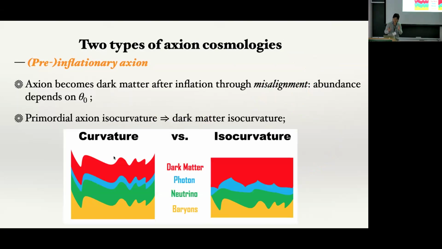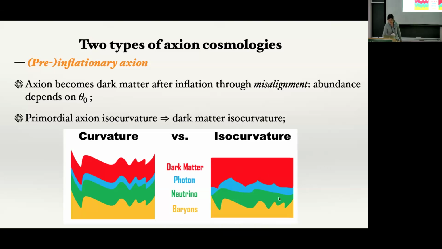Here again is just a cartoon version of isocurvature. Curvature perturbation is shared by different cosmic fluids, while isocurvature is a difference between the perturbations of these different fluids.